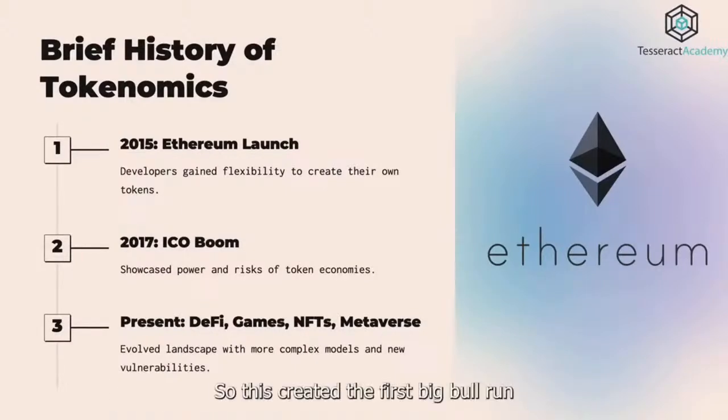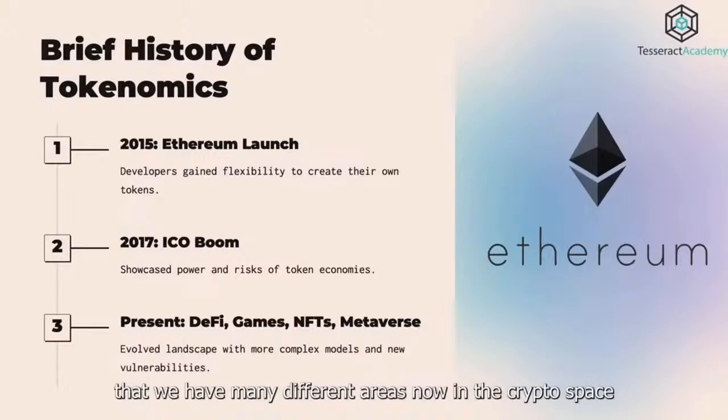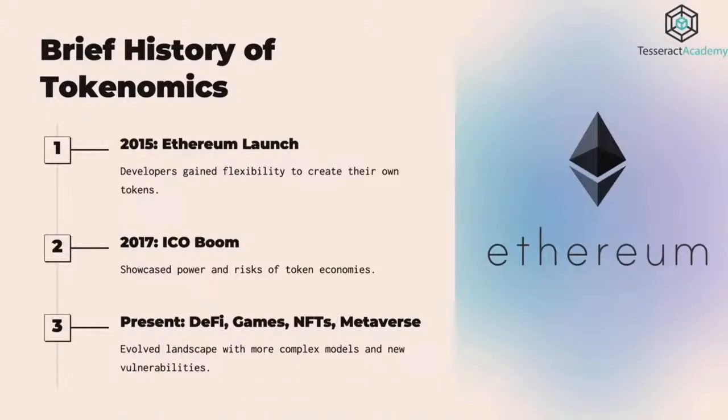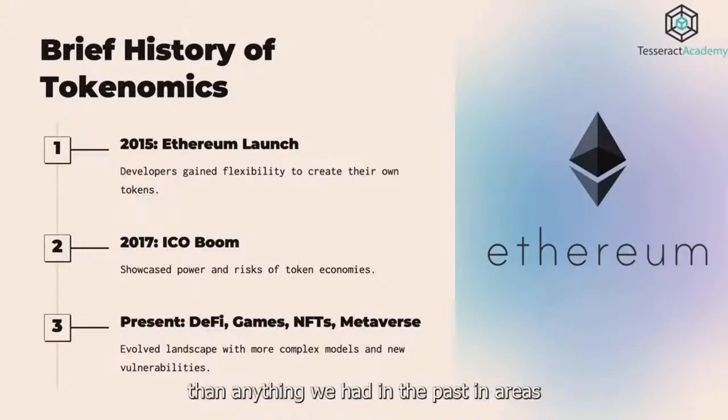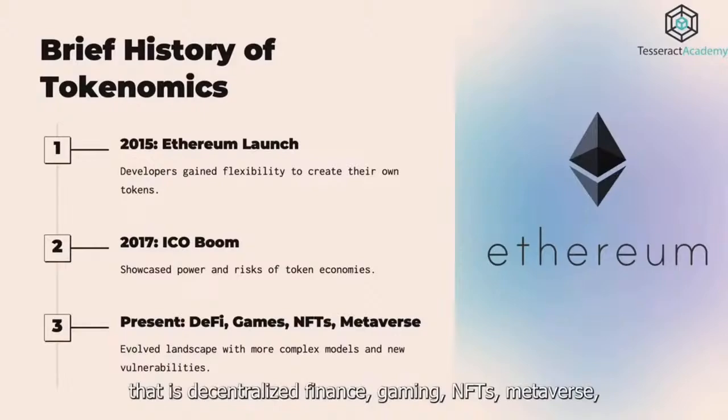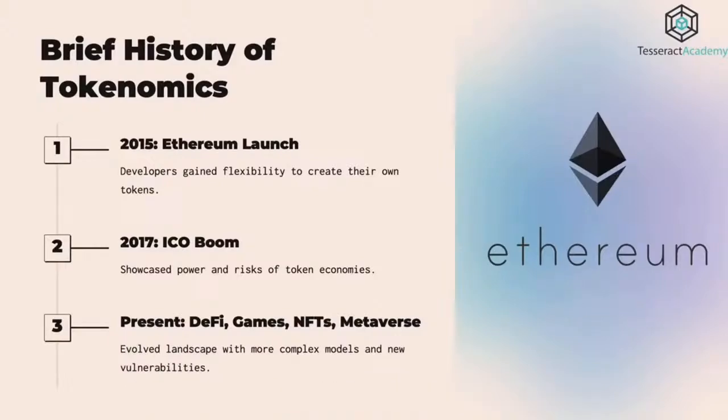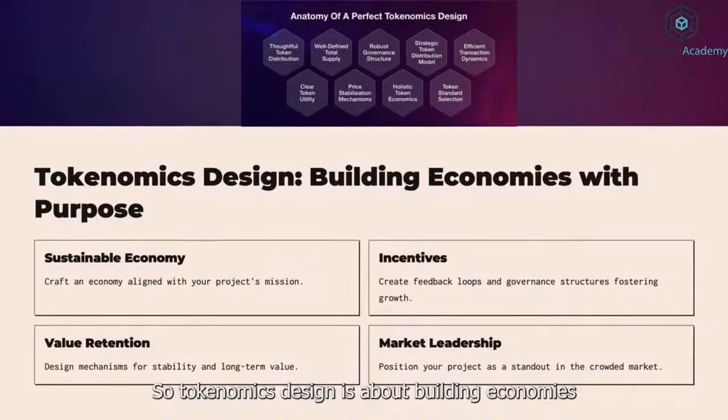So this created the first big bull run in cryptocurrency's history. And then the space evolved over time to the extent that we have many different areas now in the crypto space with complicated tokenomics. Tokenomics way more fascinating than anything we had in the past in areas like DeFi, that is decentralized finance, gaming, NFTs, metaverse, and many more. So tokenomics design is about building economies on a blockchain with purpose. So there are many different aspects that need to be taken into account when building a token economy.